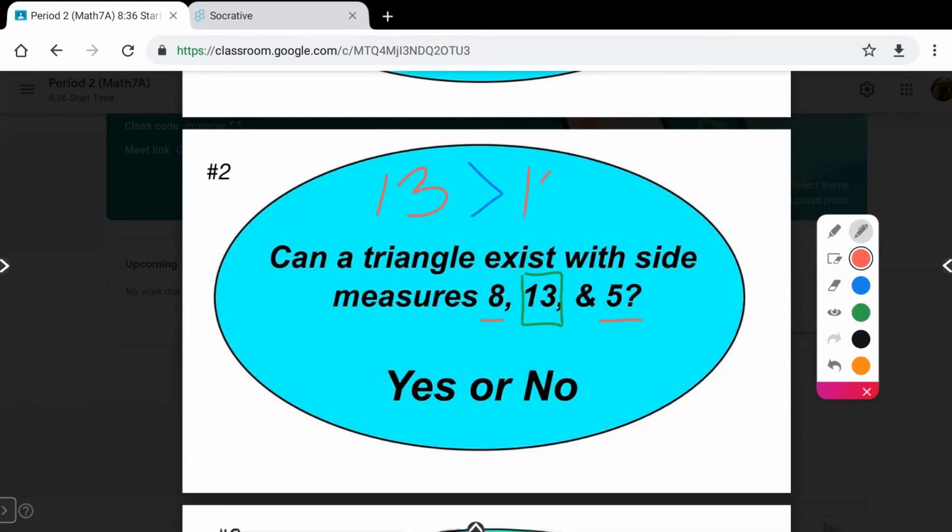So now, because this statement right here is not true, 13 is not greater than 13, the answer to this question is a no. Okay, this triangle cannot exist. Remember, with the triangle inequality theorem, the two smaller sides have to add up to be a value larger than that third side.